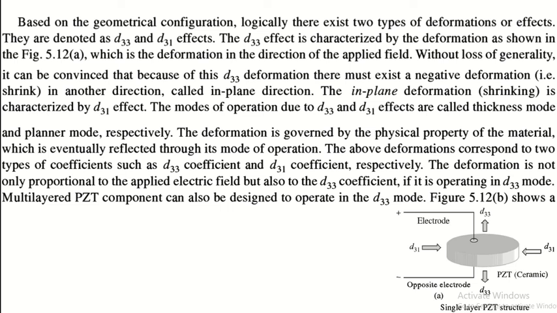Without loss of generality, it can be concluded that because of this D33 deformation, there must exist a negative deformation, that is shrinkage in another direction called the in-plane direction. So with every action there is an equal and opposite reaction. So with every positive deformation there is an associated negative deformation. The in-plane deformation or shrinking is characterized by the D31 effect. The modes of operation due to D33 and D31 effects are called thickness mode and planar mode respectively.